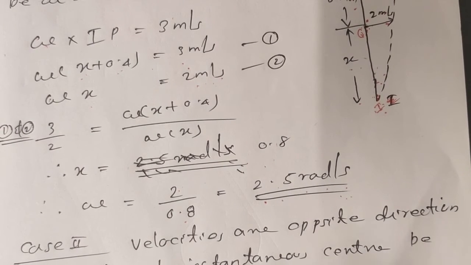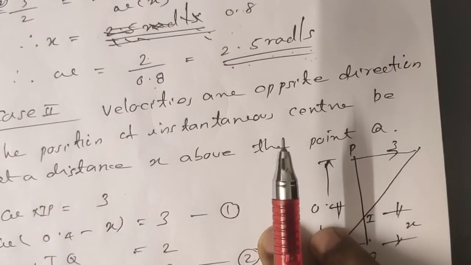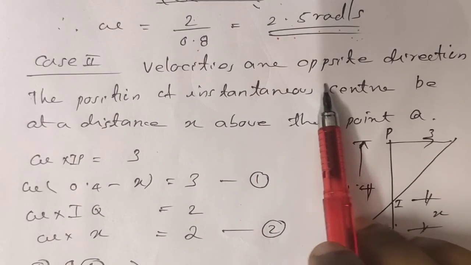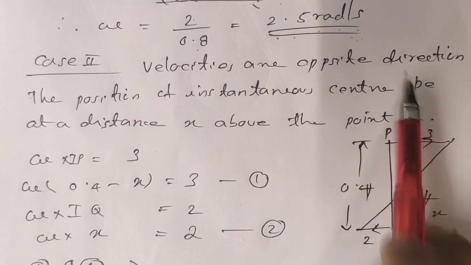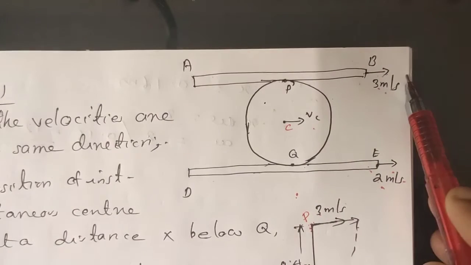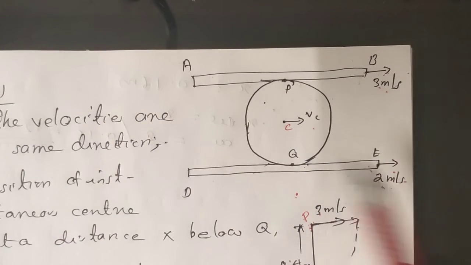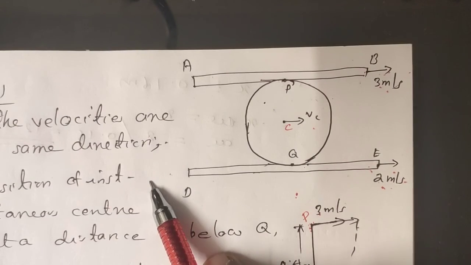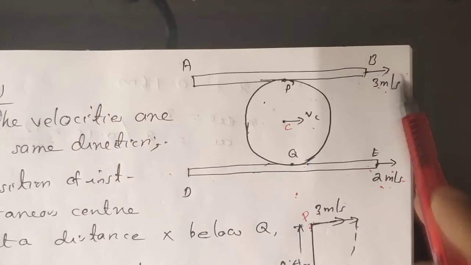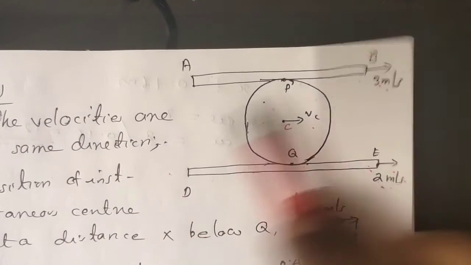Okay, then come to the second one, case 2. Velocities are in opposite directions. In the figure, it may be 3 meter per second in the forward direction and this 2 in the opposite, backward direction. So we write 3 in this direction and 2 in this direction. Both are in opposite directions.